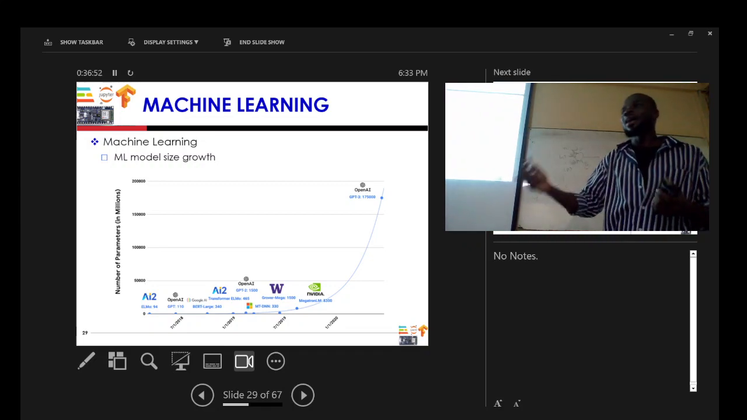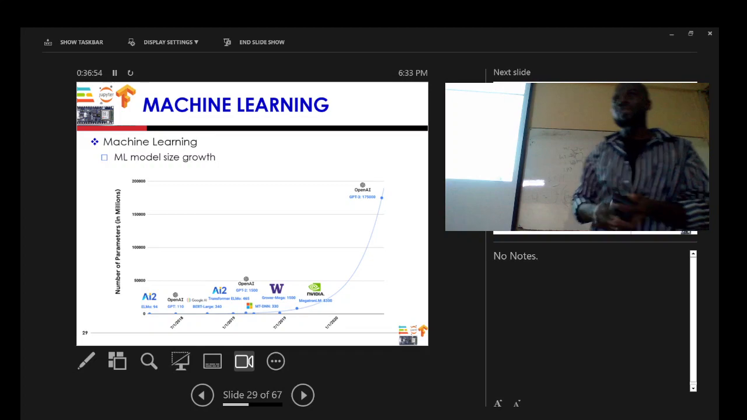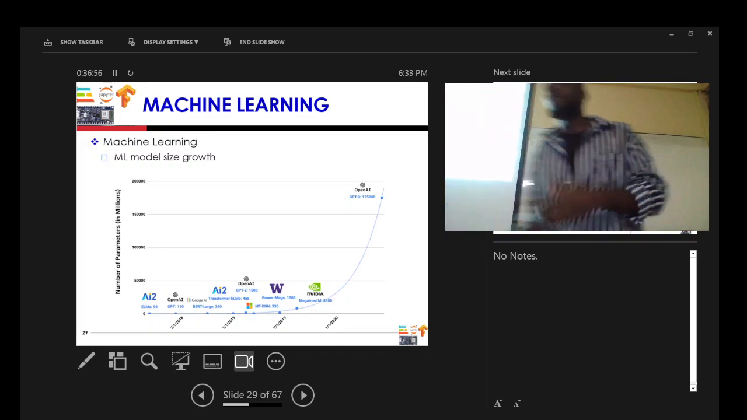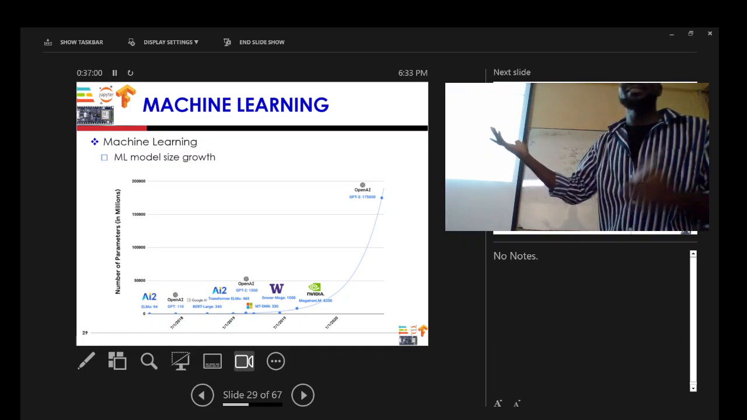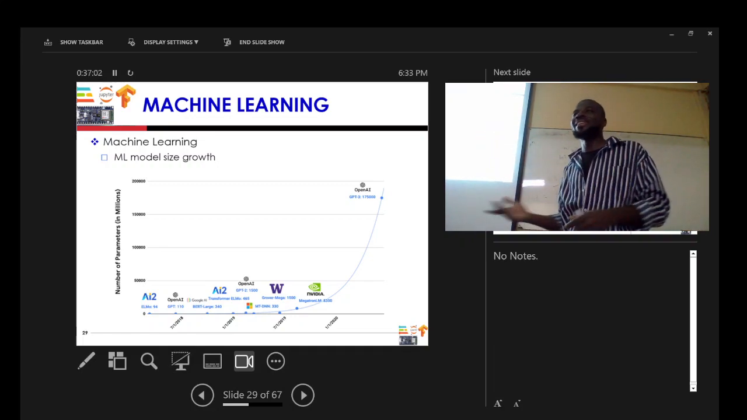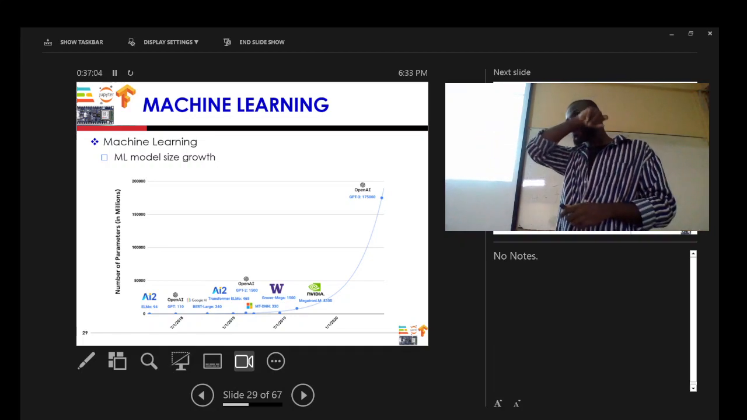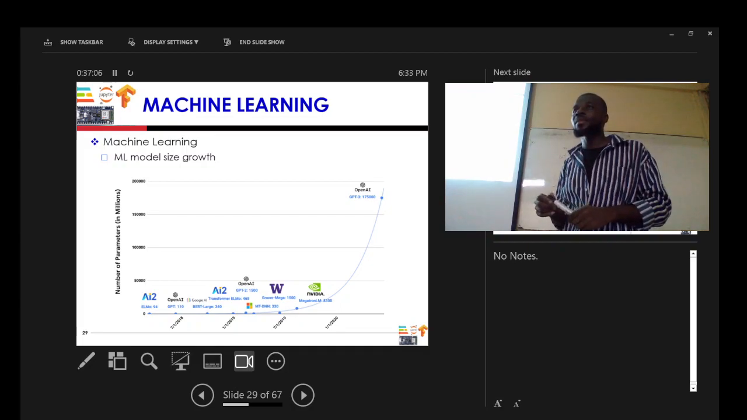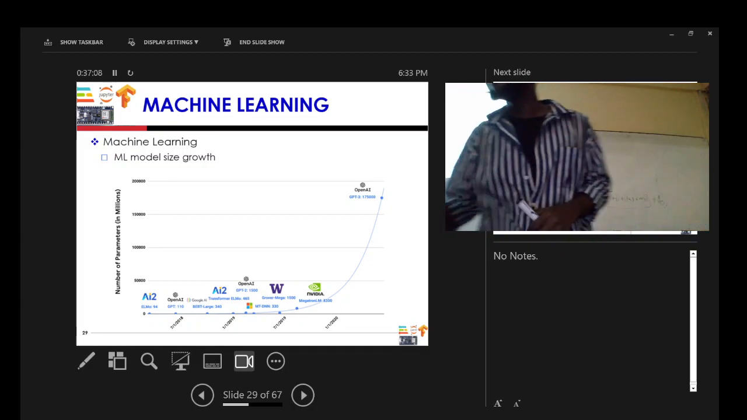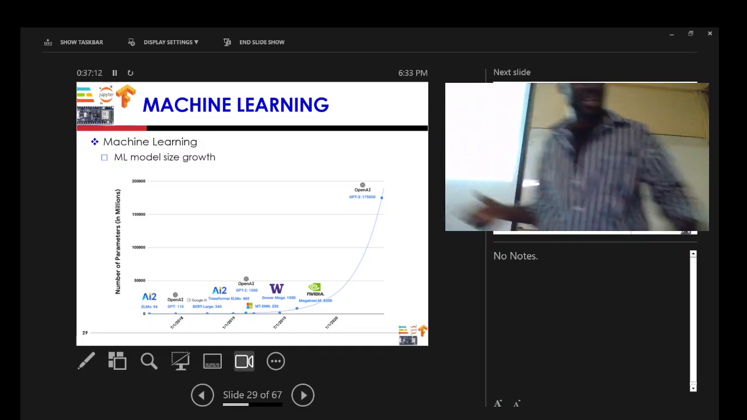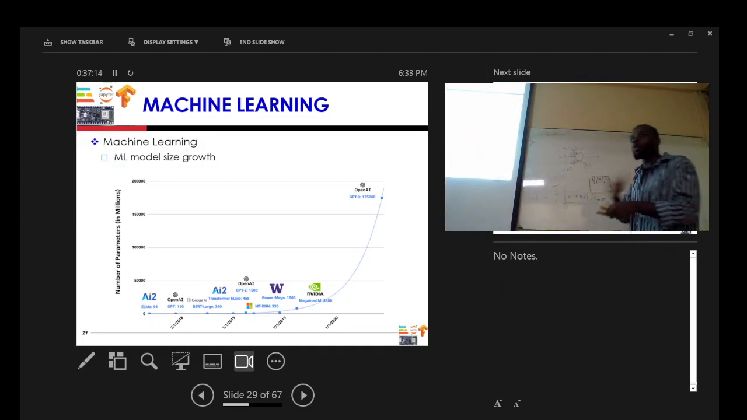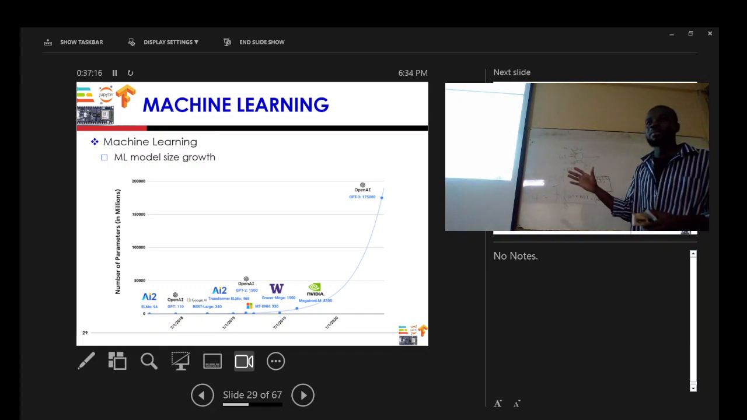So how do you run something like this, with so many parameters, on our embedded device that has only 1 megabyte? You see that we have an issue, right? Because ChatGPT-4 is 1.76 trillion parameters. So you see how large it is. So many parameters.